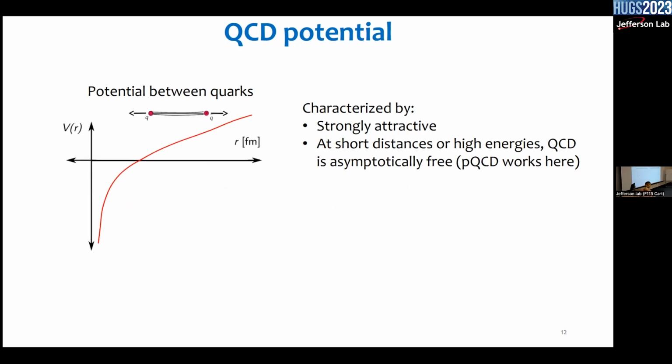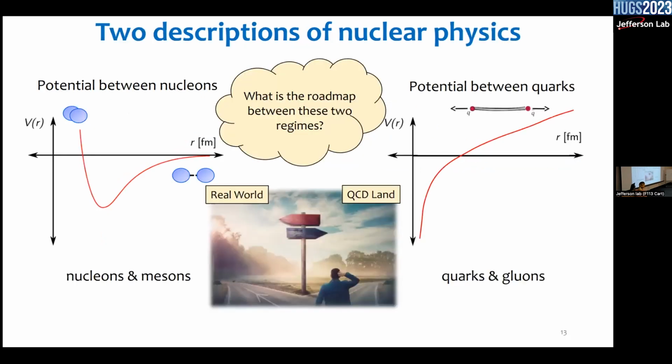But the QCD potential is quite different. At very, very short distances or high energies, we use perturbative QCD, and you can assume that everything's asymptotically free. But as you separate two quarks, the potential gets stronger. That's where they use the rubber band description, where if you stretch a rubber band enough, it breaks into two, right? And then you have the quarks hadronized from this energy.